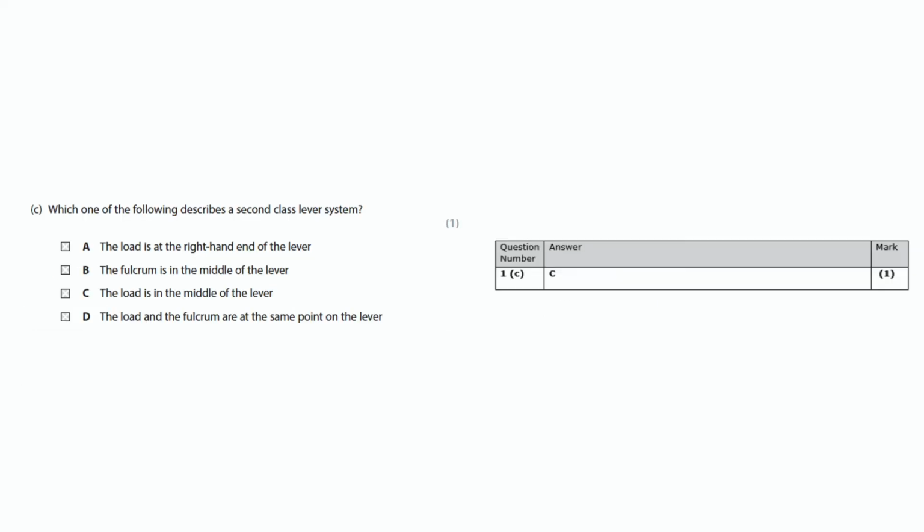Which one of the following describes a 2nd class lever system? We've got 4 options there. So 2nd class lever system, how do we know what a 2nd class lever system is? We go back to fly, little elf, F-L-E. So we know the L is a 2nd class lever system. So the load is in the middle. Load is in the middle of the lever. C is the correct answer.